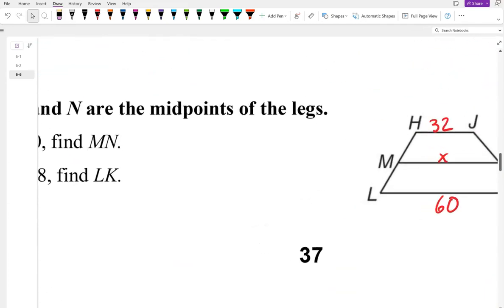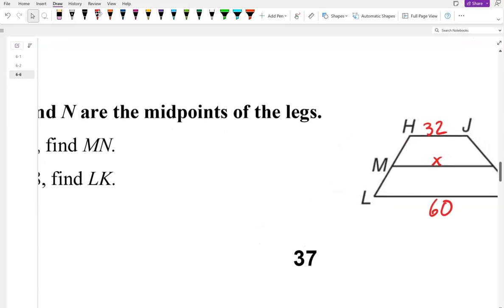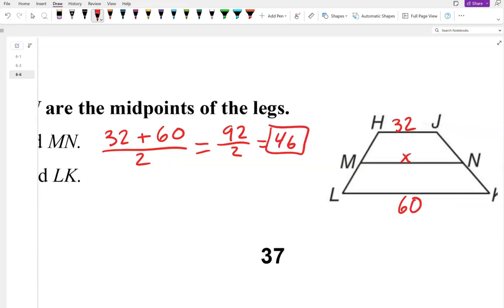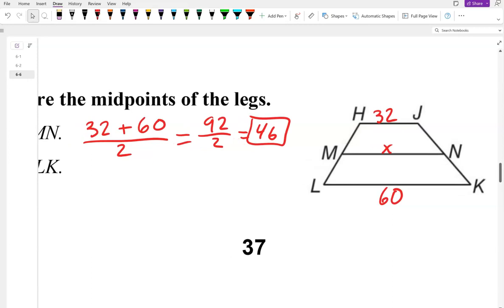My two bases: base 1 was 32, base 2 is 60. I add them and divide by 2, and that gives me my answer. So that's 92 over 2, which is 46. So that's it: MN would be 46, done. If they give you the two bases, it's not hard at all. It's literally just type all that in the calculator, add the two numbers, divide by 2, voila, you're done.